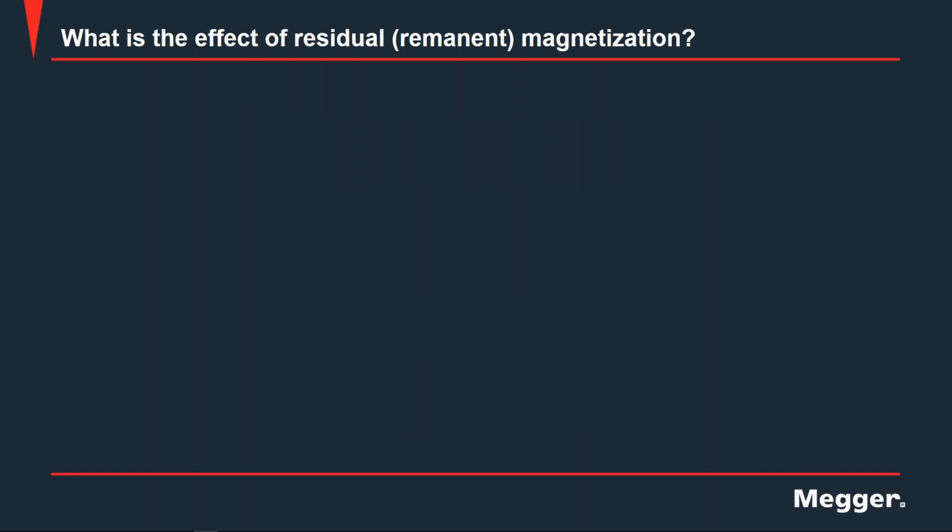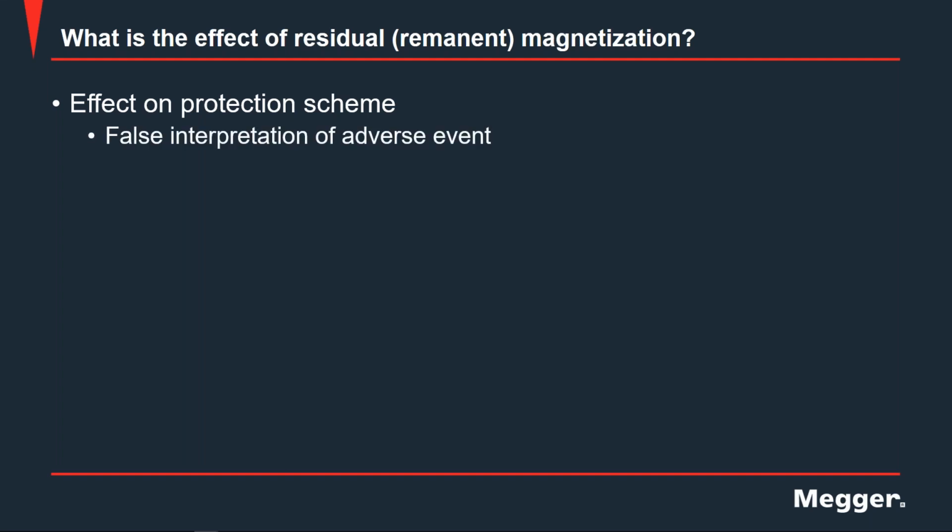And why is it important to understand the effects of residual or remnant magnetization? The first effect that remnant magnetization can have is on your protection scheme. If a transformer is magnetized and it is energized, you may have a false interpretation of adverse events on your protection scheme. Of course, this will lead to a power outage, and then there will be a lack of confidence in the assets on that system.